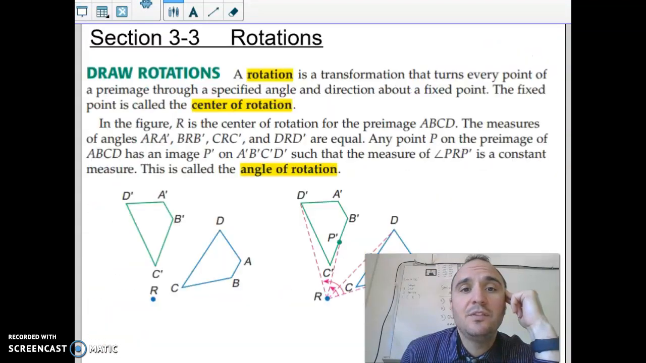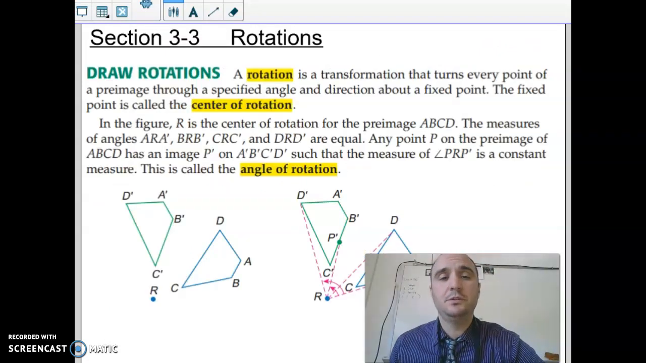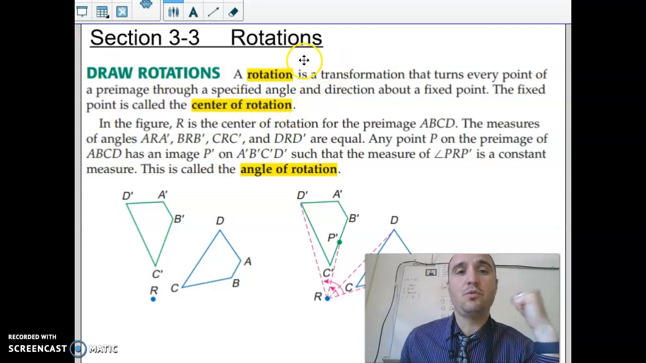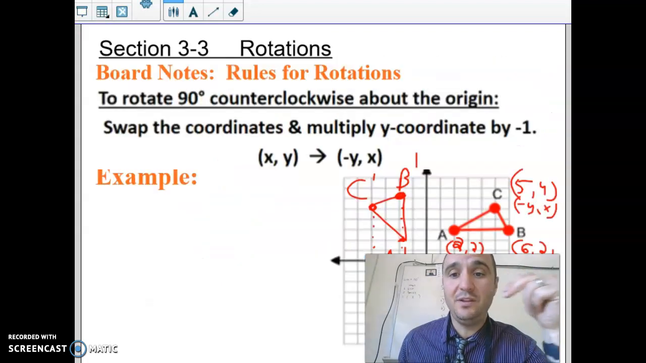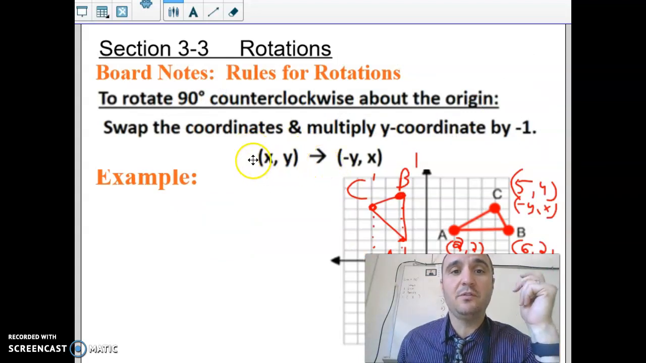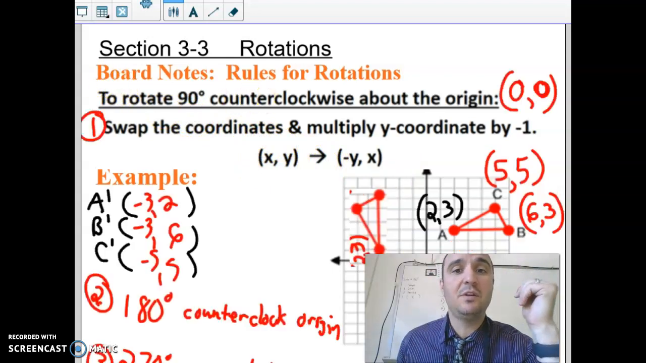Next is the second one, the rotations. So we have reflections, we have rotations, and rotations rotate by degrees, not by line of reflection. And there's actually formulas for these. So the first one would be 90 degrees counterclockwise, that's negative y, x.